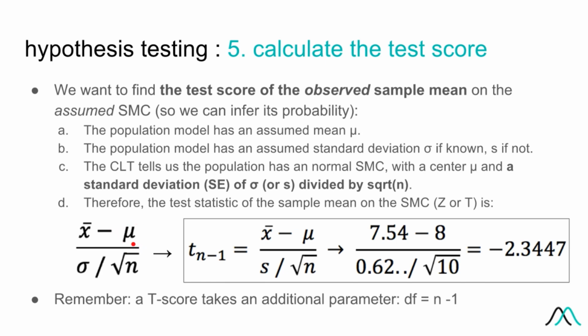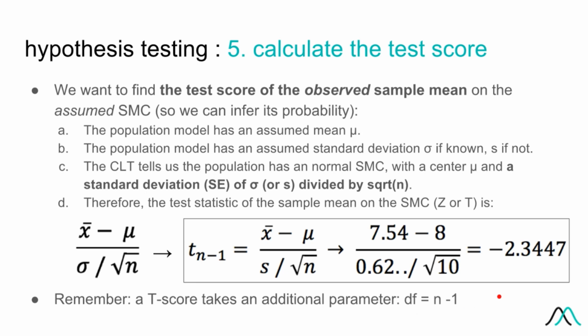So taking our Sasquatch heights example, we need a t-score, and plugging in our observed mean versus expected over s. Remember, this is our sample standard deviation standing in for sigma, and I'm not rounding it yet, so I don't want to throw off our t-score. Divided by the square root of our sample size, 10, gives you a t-score of negative 2.3447. And remember, being a t-test, we also need the t-score's degrees of freedom. And for our sample, we have 10 minus 1, or 9 degrees of freedom.